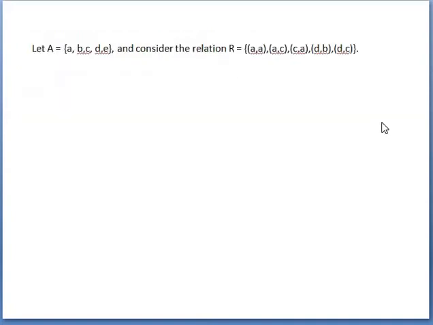So there is one more example. Let A be a set containing the elements A, B, C, D and E, and consider the relation. Here there is a particular relation R where the ordered pairs are AA, AC, CA, DB and DC.